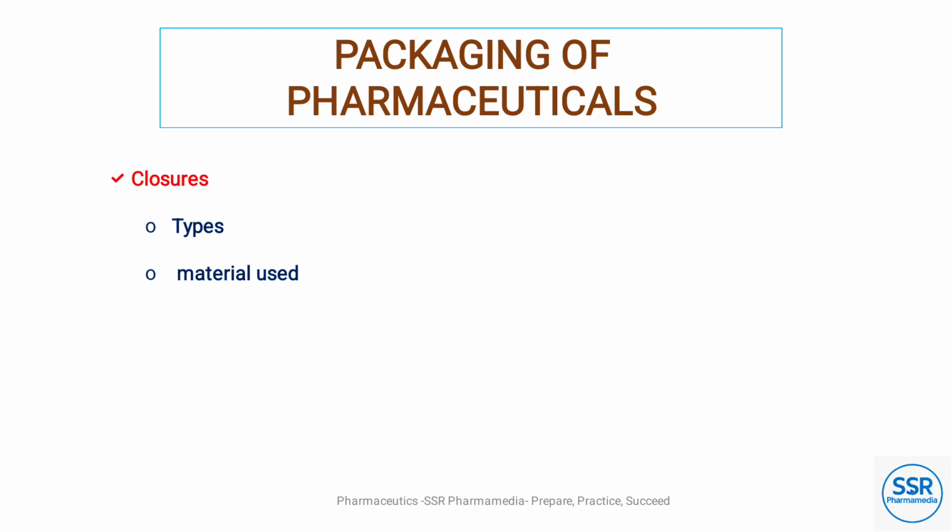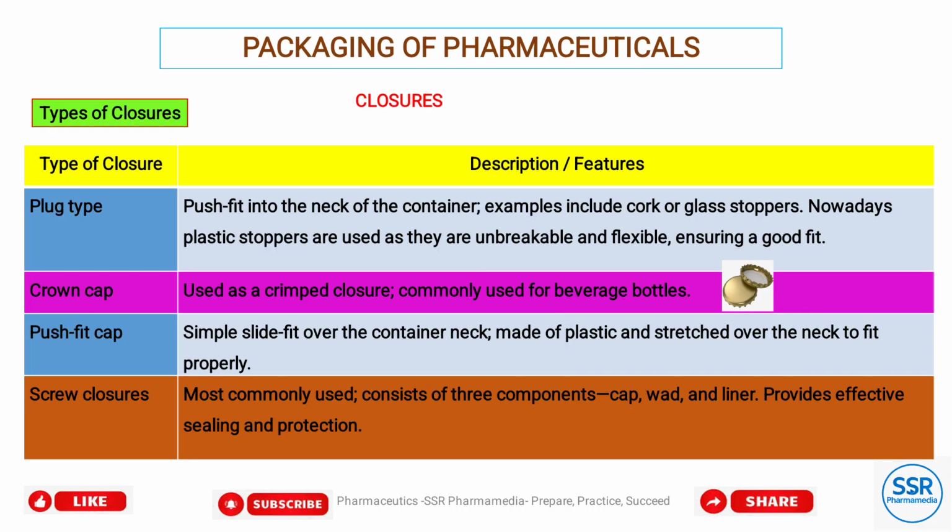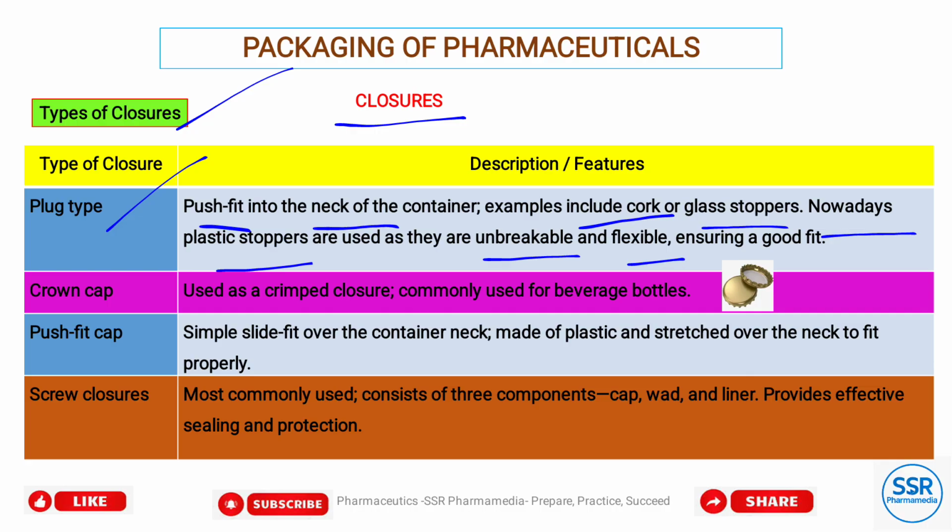Under the packaging of pharmaceuticals, today we are going to discuss closures: the types of closures and the materials used for their preparation. The types of closures are plug type. Plug type means it is a push fit into the neck of the container. Examples include cork and glass stopper. Nowadays plastic stoppers are used as they are unbreakable and flexible, ensuring a good fit.